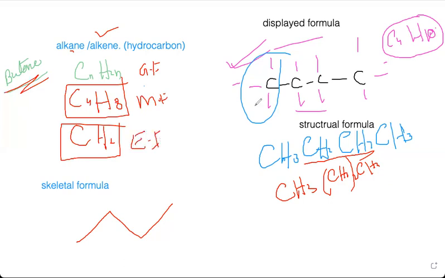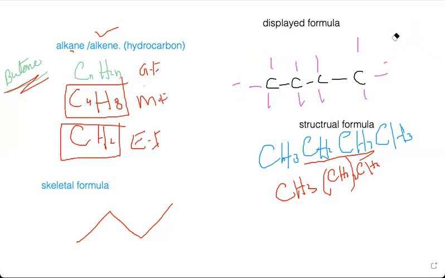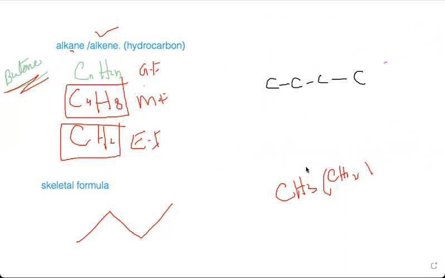Okay, now let's move to another one. Now we have to check the displayed formula. Definitely the displayed formula will be changed. So instead of making the whole change, let's change the bonds. This thing will be changed also. Okay, so this is butene. You have to make 1 double bond. It's up to you. Let's make the double bond here.